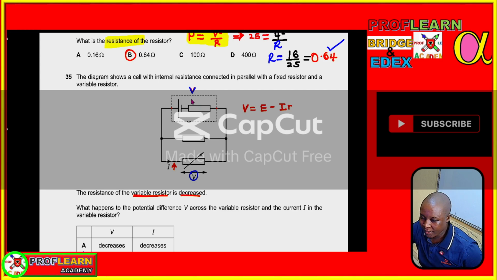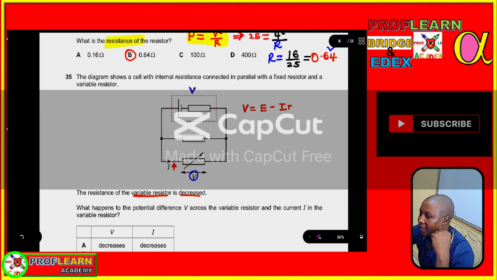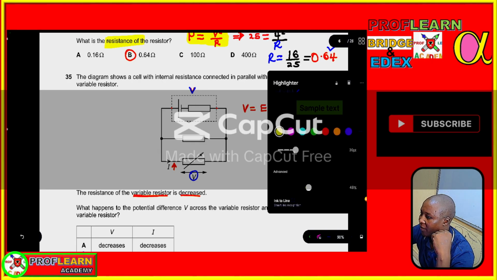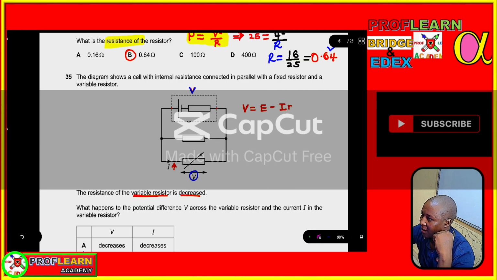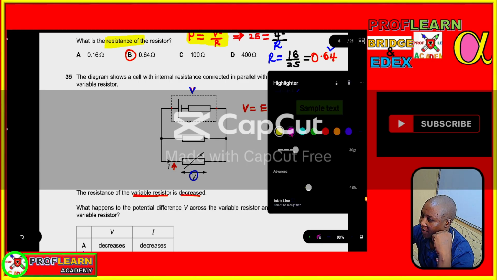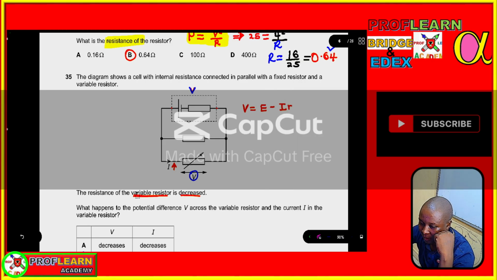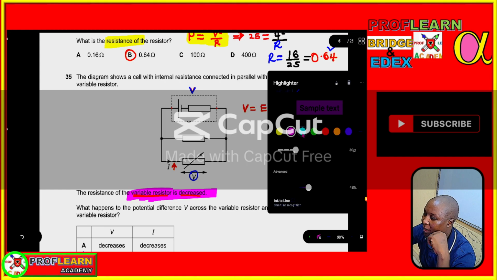Then what happens to the potential difference V across the variable resistor when the resistance of the variable resistor is decreased? So if the resistance of this variable resistor is decreased, what will happen to the total resistance of the circuit?